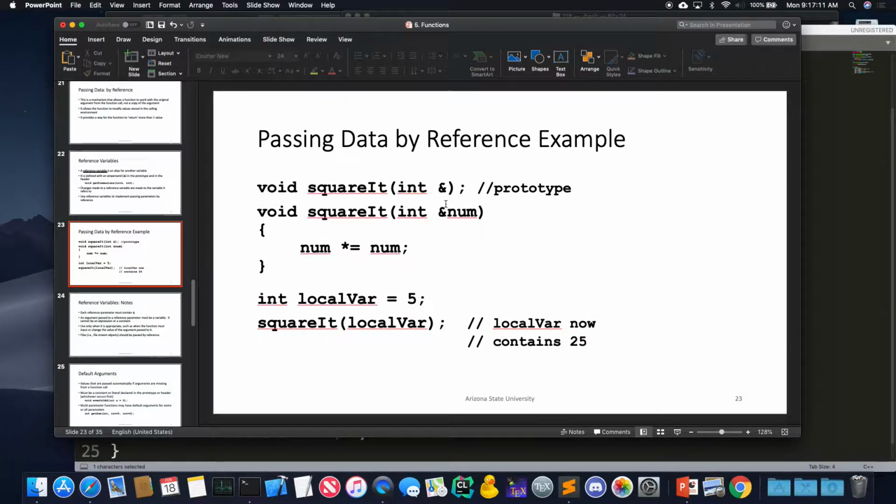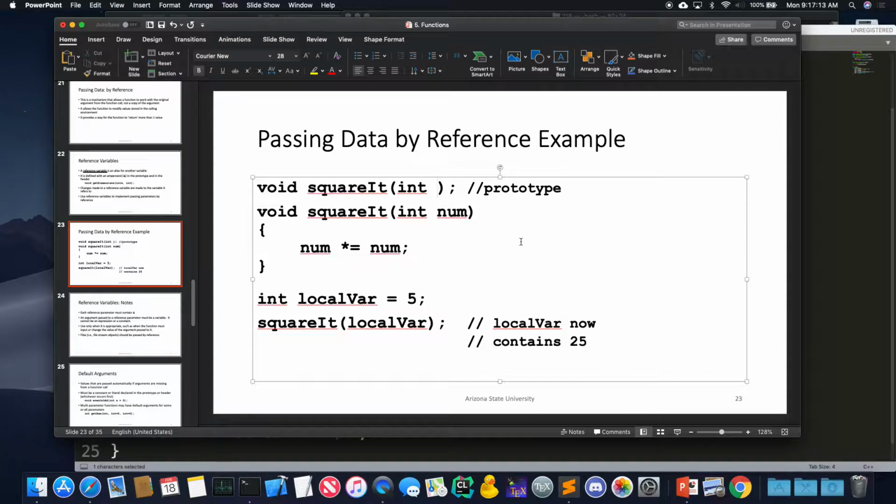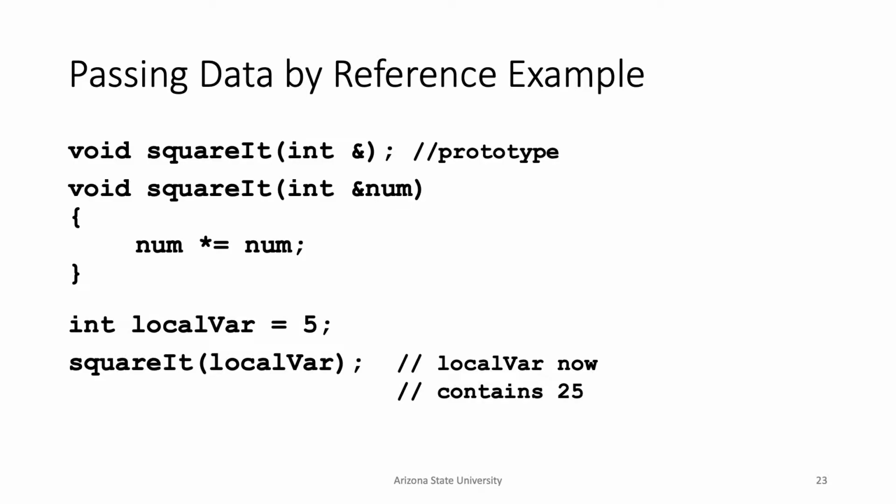What if I took away the reference and just left it like this? What would the local variable after this function call now have? 5. Because we're not modifying the original. Because it's not a reference. But because we had a reference here, now it modifies the original. And so it becomes 25.